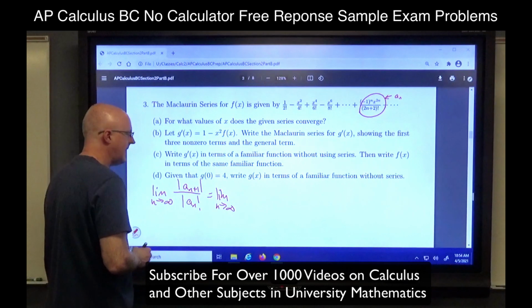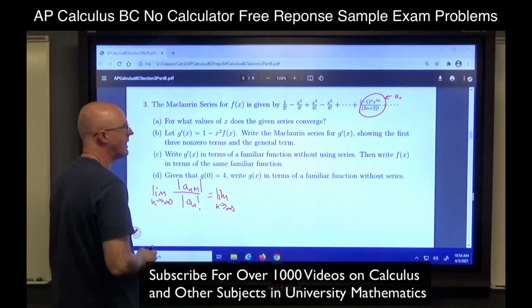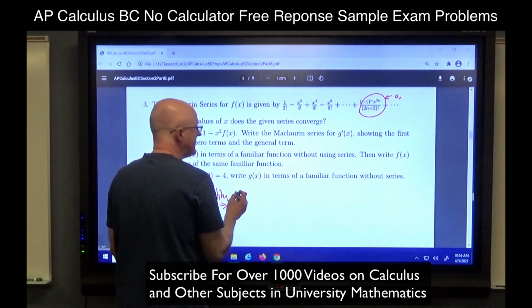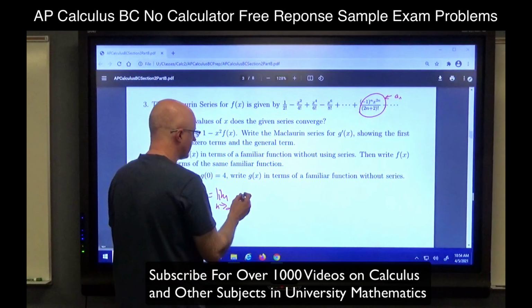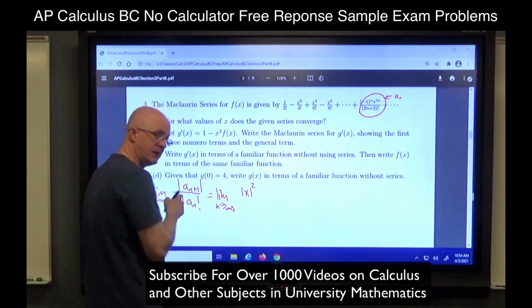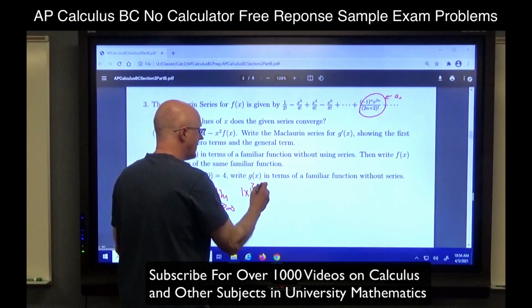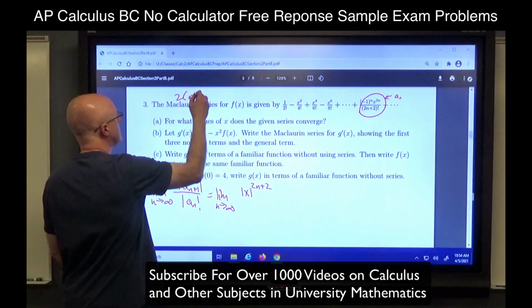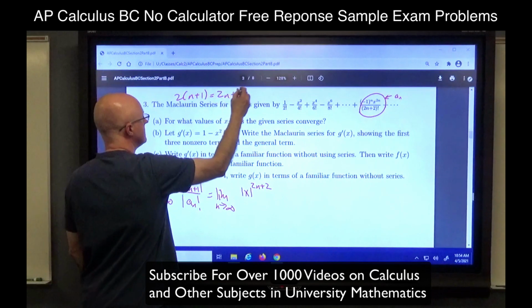So, the limit as n goes to infinity of the absolute value of a_(n+1). I can get rid of the negative 1 to the n power. I do need the absolute value around the x to the 2n, but replace n with n plus 1, so I really get 2n plus 2, right? Because 2 times n plus 1 is 2n plus 2.